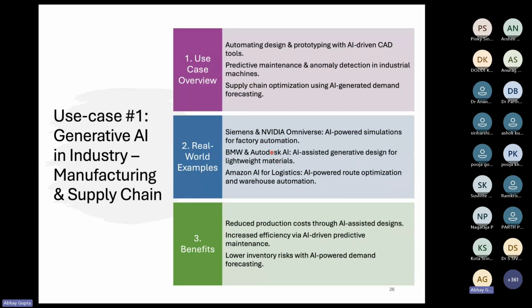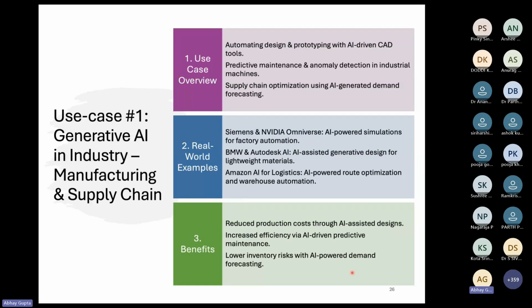These are real-world examples, and then you can create your own. If you are in research and trying to think about use cases, you can use these models, build your own models and apply them to one of the other use cases. For example, Siemens and NVIDIA have factory automation. They are working on it, creating simulations. BMW and Autodesk. Amazon has a model for logistics, so they're doing route optimization and warehouse automation.